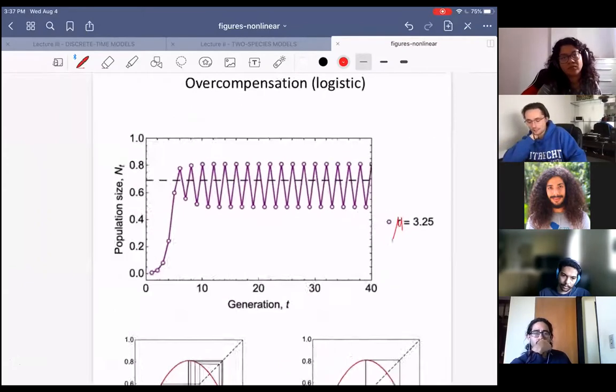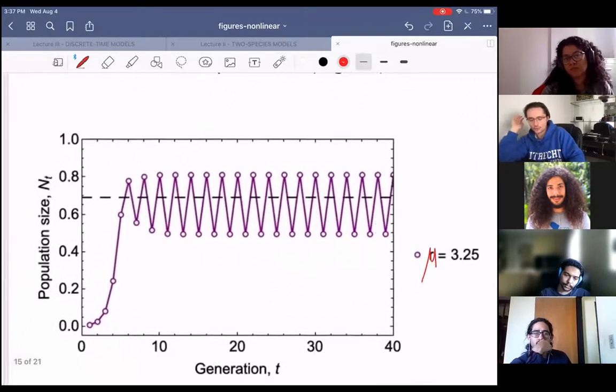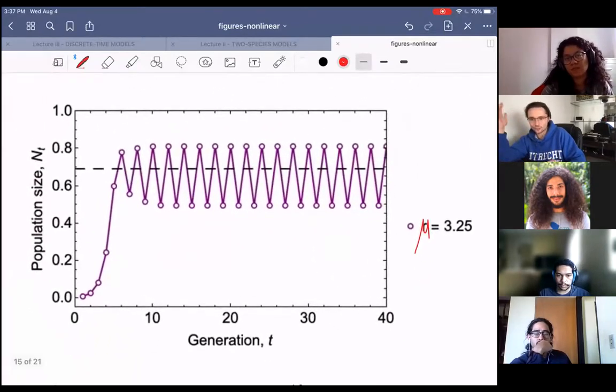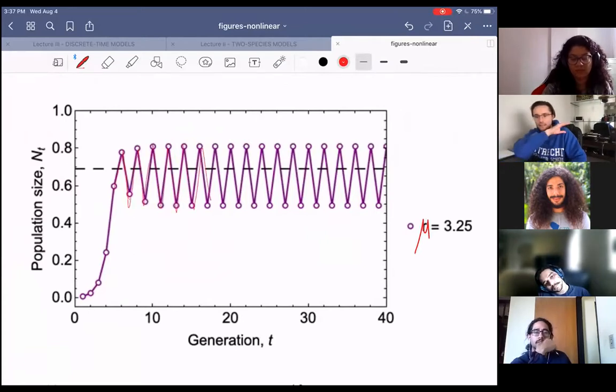In this case, you can iterate your map, and you can do this with a calculator if you want, or with your hands. It's not super hard. And what you will get is that the system will show these oscillations, but these oscillations will not decay. They will be maintained in time.